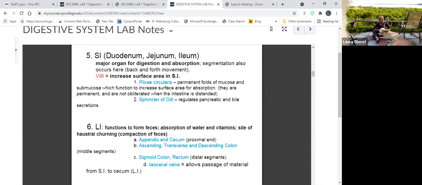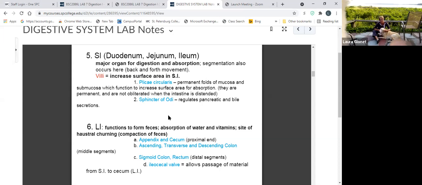We enter the small intestine. We have the duodenum, the jejunum, and the ileum. Major organ for digestion and absorption. Villi, increased surface area. So all those things that I was referring to are just captured in the notes here. Some instructors ask about the plicae circulares. They are the folds within the small intestine, kind of like rugae, but these are around the circumference of the small intestine, and they don't disappear when the small intestine is stretched.